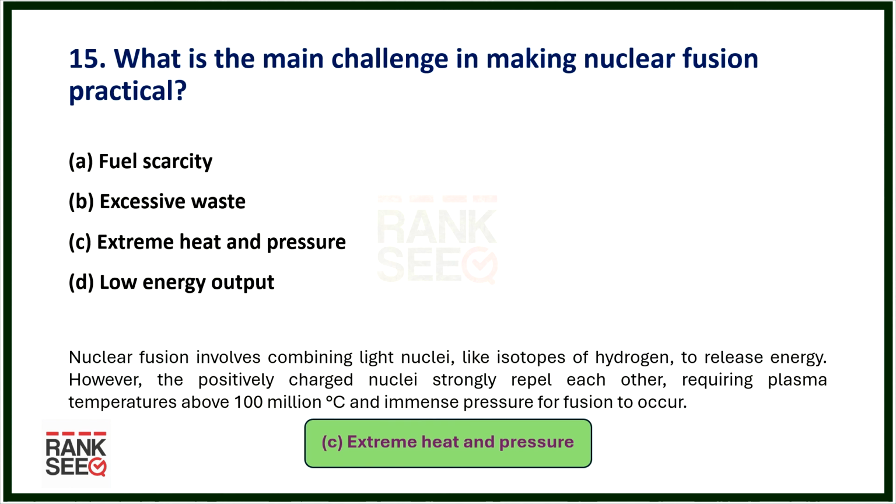Explanation. Nuclear fusion involves combining light nuclei, like isotopes of hydrogen, to release energy. However, the positively charged nuclei strongly repel each other, requiring plasma temperatures above 100 million degrees C and immense pressure for fusion to occur. Containing such plasma safely and continuously, using magnetic confinement, tokamaks, or inertial confinement, lasers, is extremely difficult. While fusion promises clean, abundant energy, overcoming these engineering and stability challenges remains the biggest barrier to commercialization.